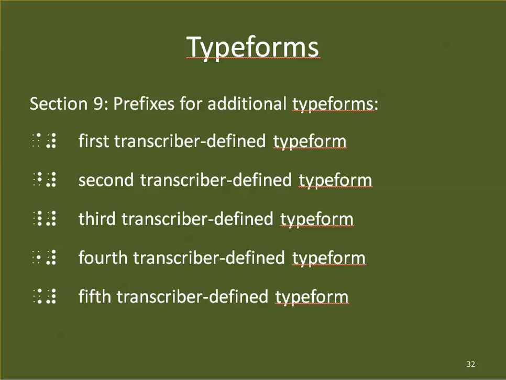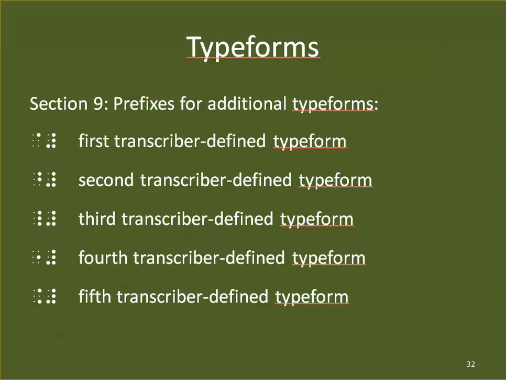Then if we need another one, then we need a second transcriber-defined typeform. Oh, I remember what I was just going to say to you. When you are listing these in the special symbols or a transcriber's note, don't describe it as the first transcriber-defined typeform. That is transcriber talk. It means nothing to the Braille reader. Call it what it is. Suppose you need it for blue type. You are going to call dot 4, 3, 4, 5, 6, you'll say that is the indicator for blue type. Don't call it the first transcriber-defined typeform, okay?